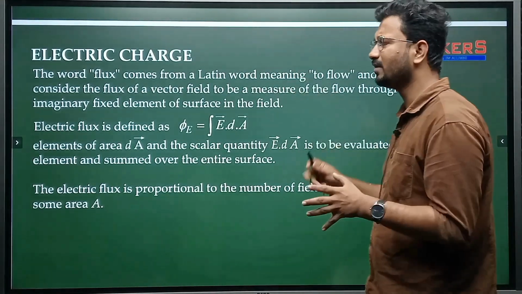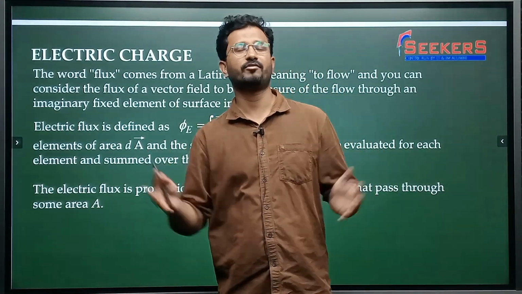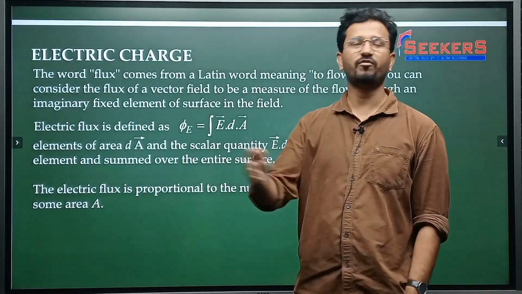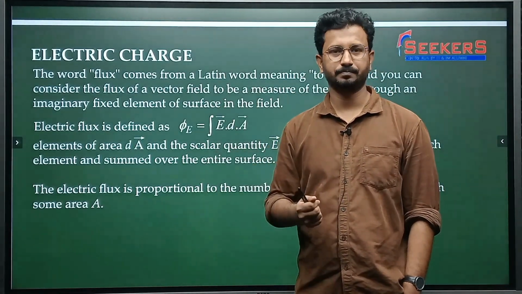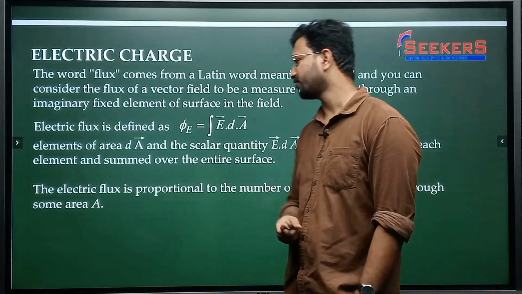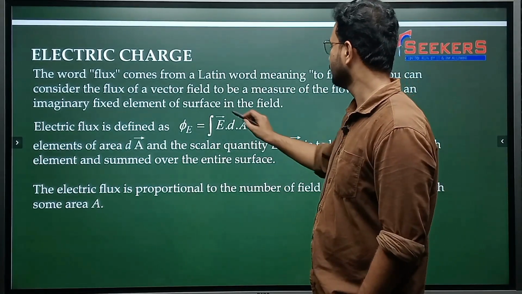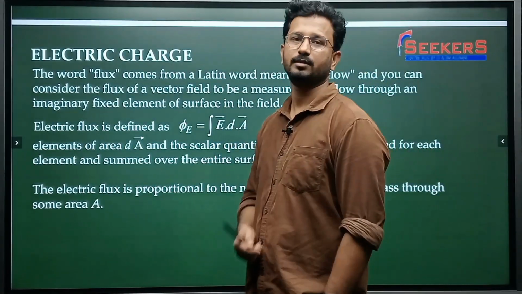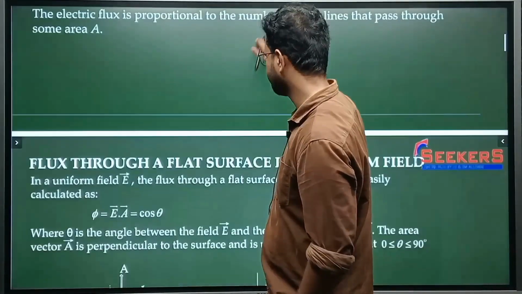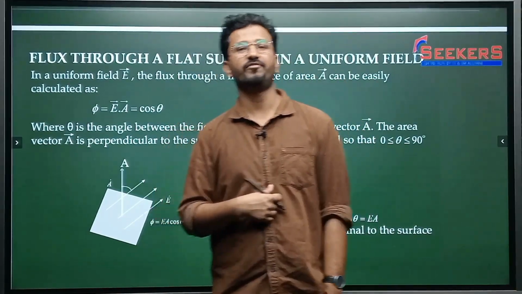If you have a combination of charges or a single charge, it will create an electric field around it, and the field will have electric field lines. These field lines will pass through any surface area. The number of electric field lines passing through any surface area is called electric flux. Mathematically, how do we represent electric flux? Electric flux is determined by E dot dA, the dot product of electric field and area vector.